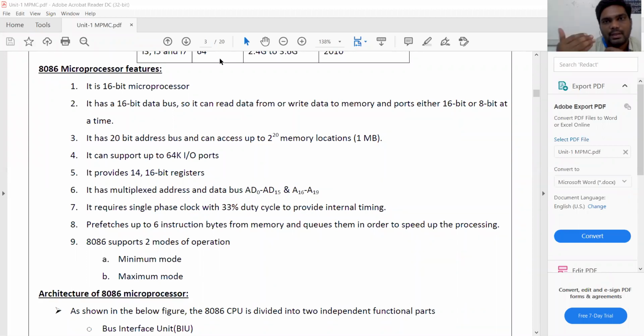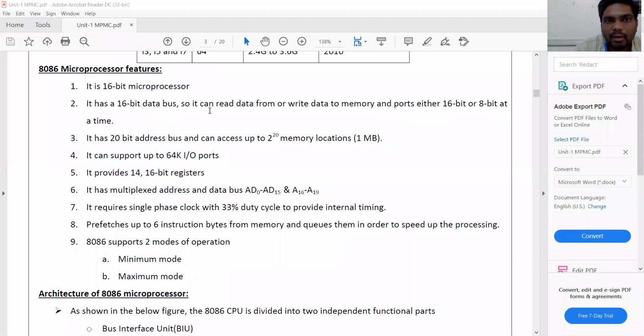As the number of bits that can be handled is 16, the number of data lines will be 16. It has a 16-bit data bus, so it can read data from or write data to memory and ports, either 16-bit or 8-bit at a single time. So it has a 16-bit data bus in order to handle data.